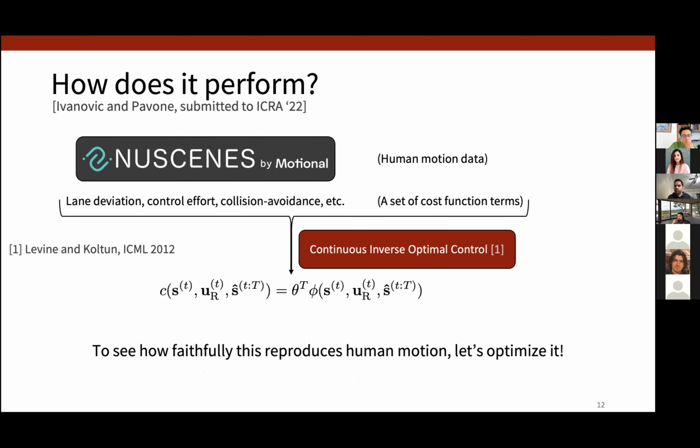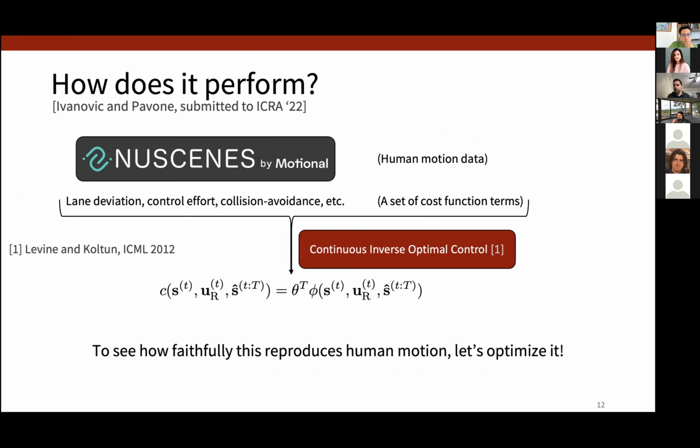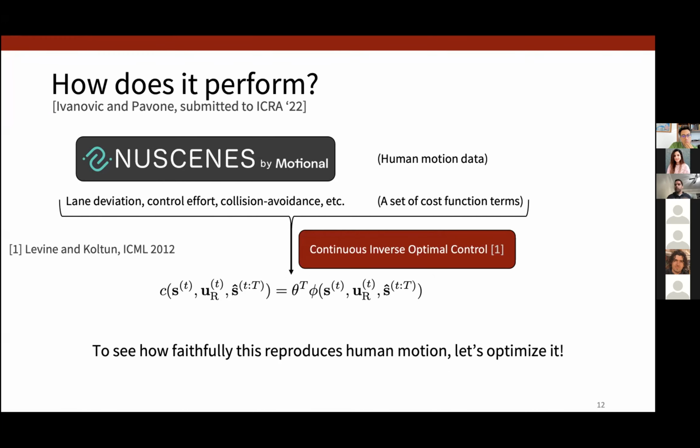So let's check how this performs, because we have quite a few moving parts here. We have to learn this cost function, we have to then take the gradient, and then we have to see how we can even use this in metrics. So what we first do is take some real human motion data from nuScenes, and also a set of cost function terms such as lane deviation, control effort, collision avoidance, distance to goal, etc. And we run them through an inverse optimal control algorithm to obtain a cost function, which is an additive combination of these terms with the learned weights.